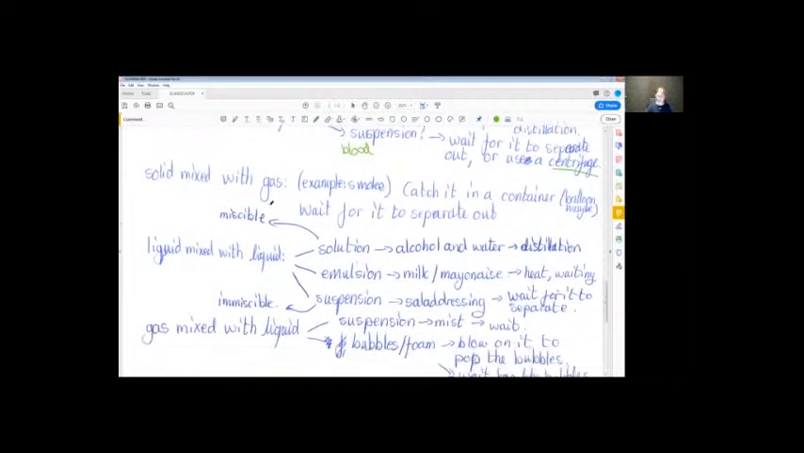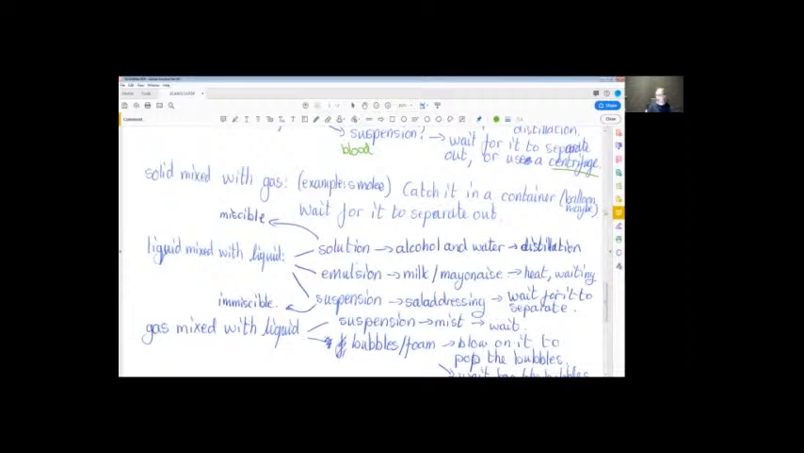Solids mixed with gases. So an example here would be smoke. Smoke from a fire is literally tiny little ash particles suspended inside the gas that the fire gives off. So this would be the tiny smoke particles suspended inside this carbon dioxide gas. So you could literally catch it in some kind of container if you want.